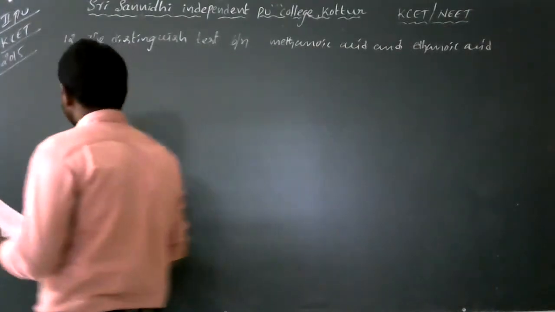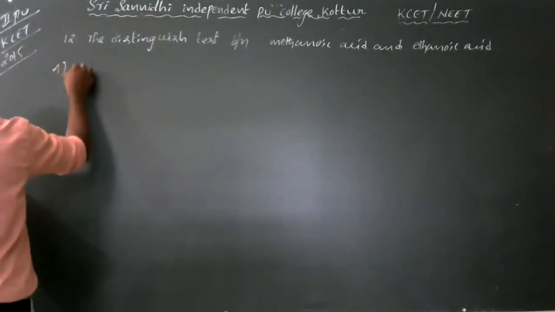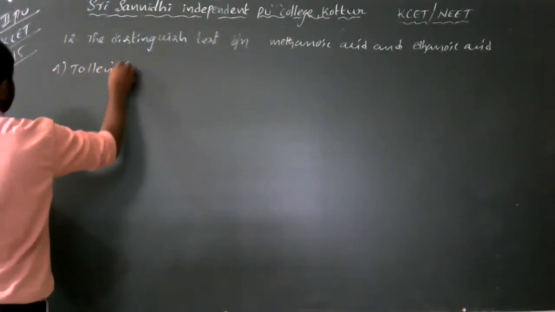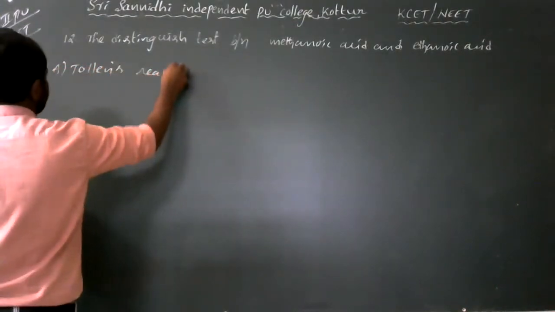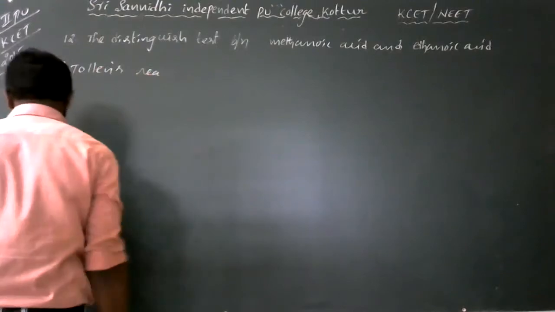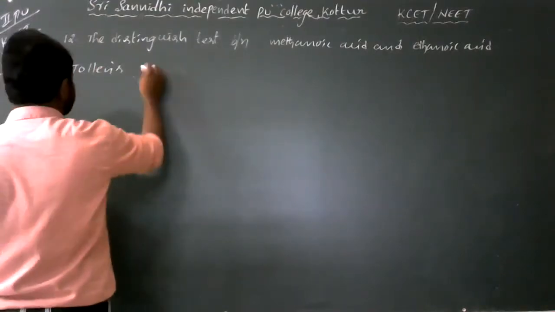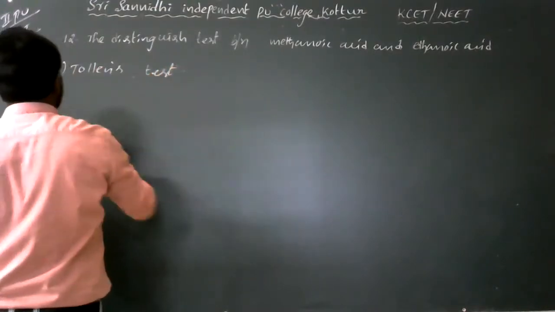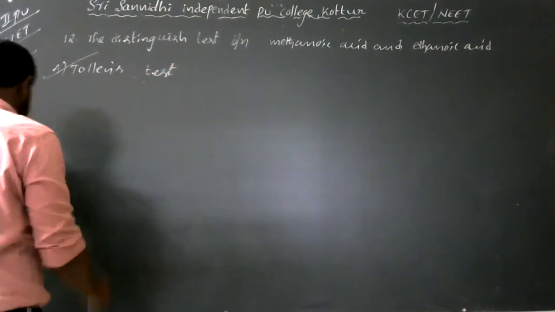Option A is Tollens reagent. Tollens reagent is ammoniacal silver nitrate solution. And the Tollens test is given, and actually the answer is this one.